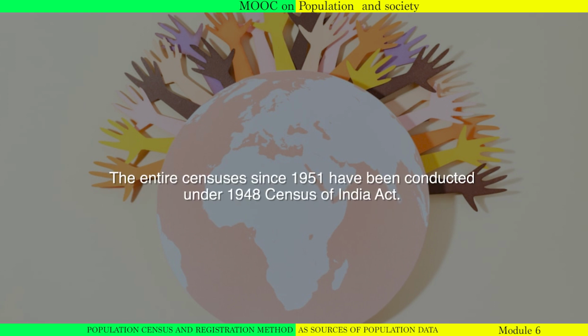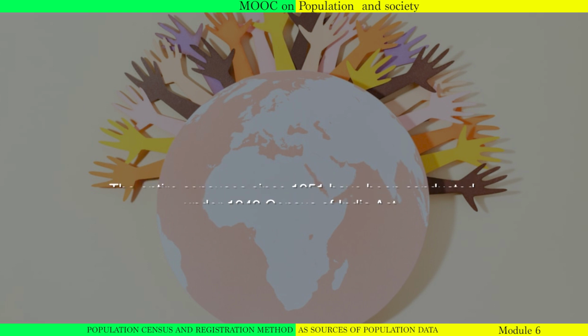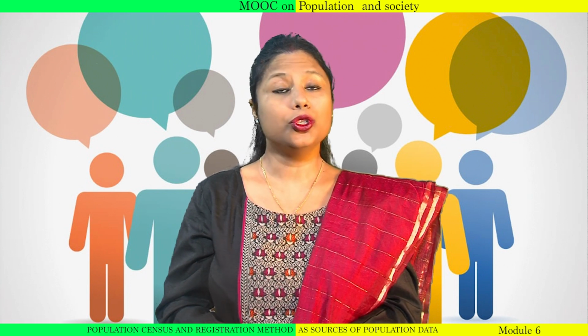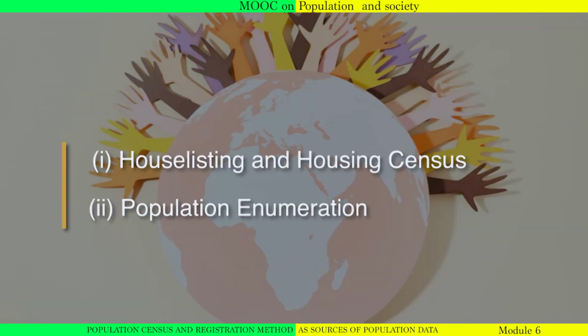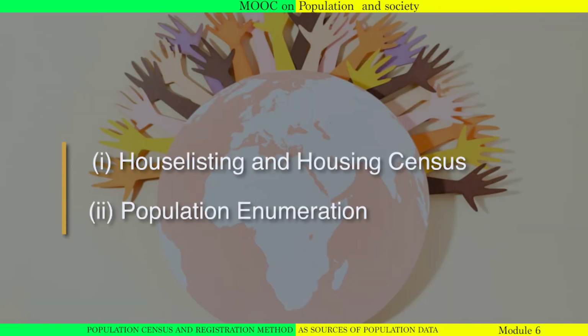The entire censuses since 1951 have been conducted under the 1948 Census of India Act. The census operations in India have been carried out in two phases. Phase 1 is house listing and housing census, and phase 2 is population enumeration.